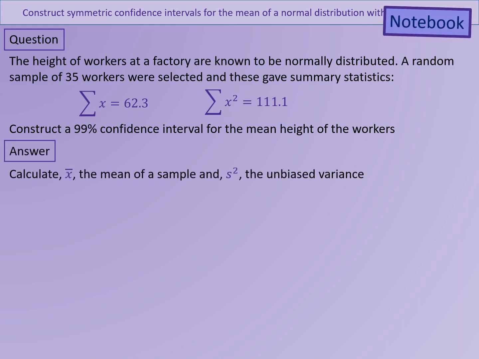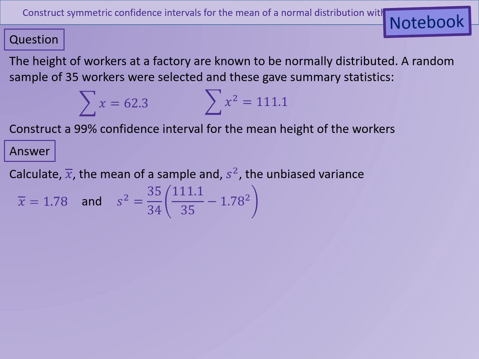So first of all, we calculate x bar. Even though we don't have the full set of data, we do know the sum of all the x values is 62.3 and that there are 35 workers. So we can calculate x bar using 62.3 over 35. This gives us 1.78 as x bar.